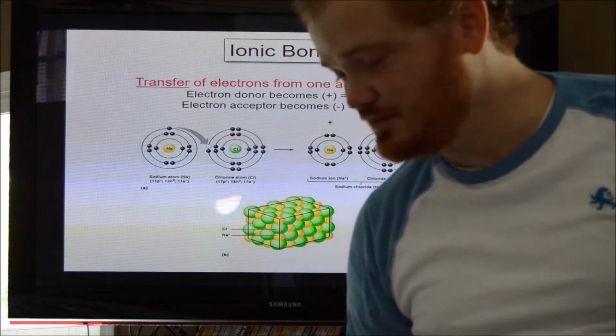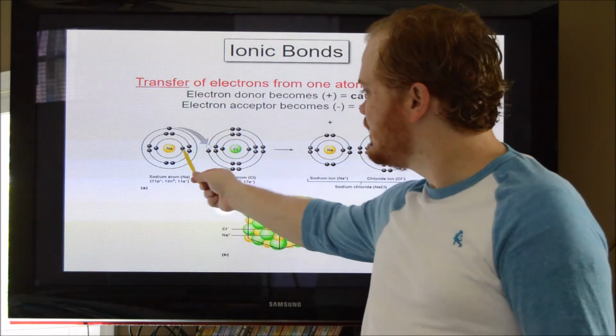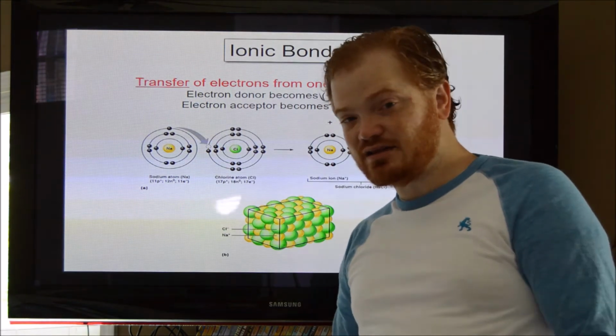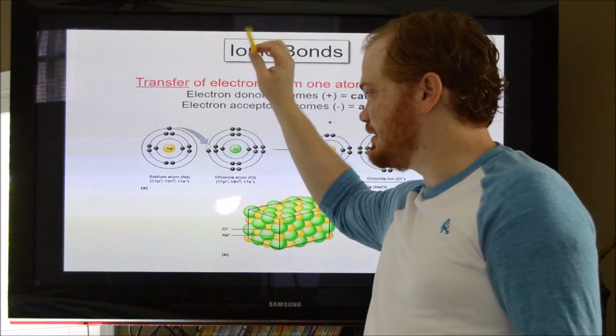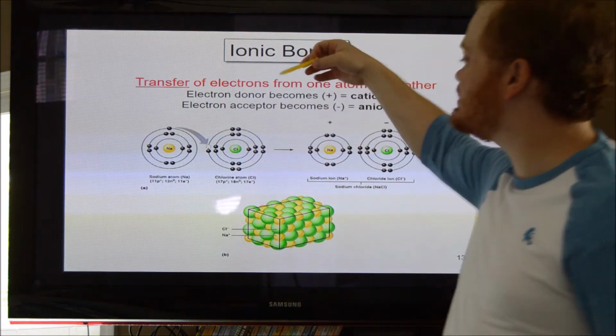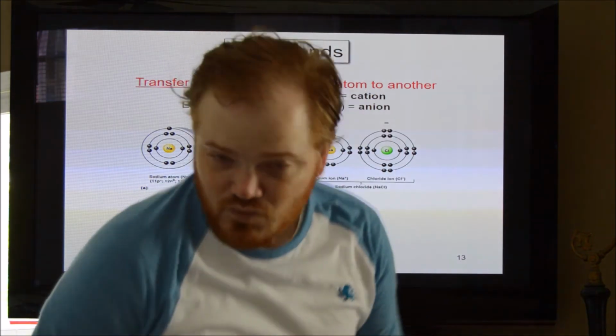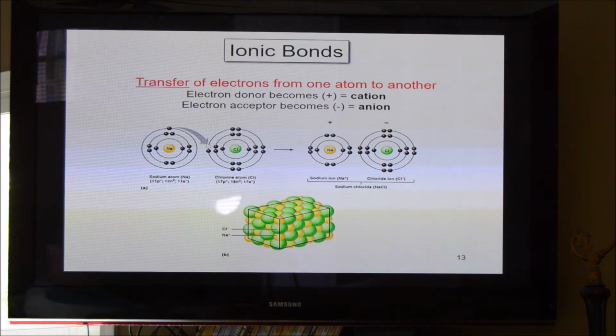So what do you think happens? Chlorine wants that electron real bad. Sodium doesn't mind if it lets it go. So the electron leaves sodium permanently and is transferred permanently to chlorine. But here, folks, we got a problem. Because what's the charge on an electron?